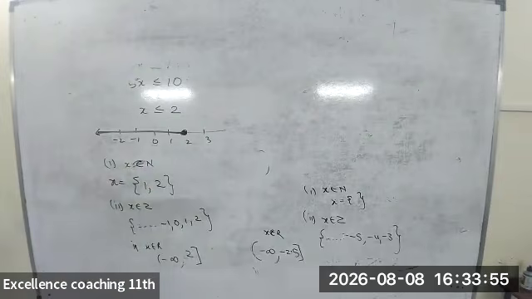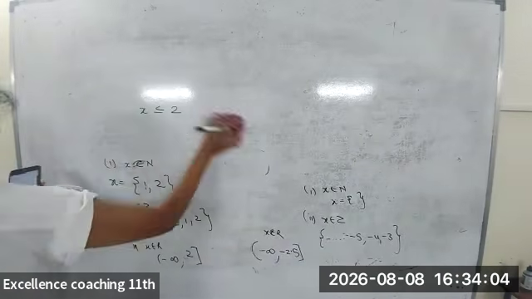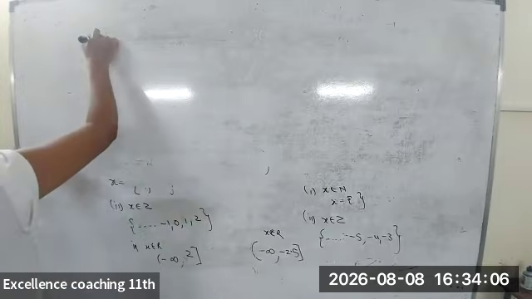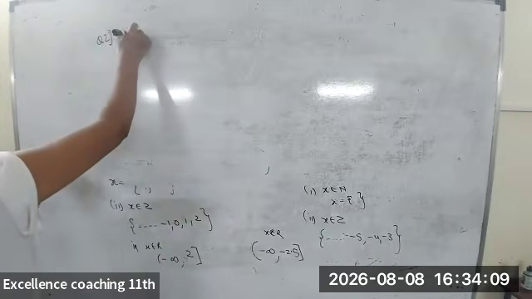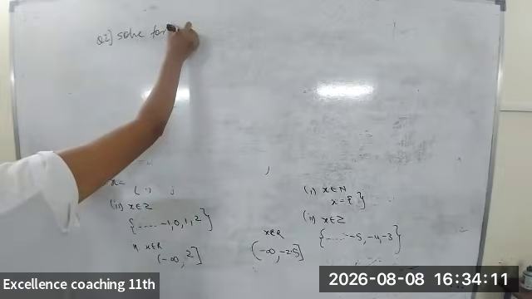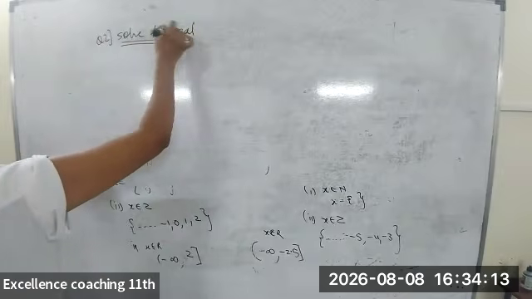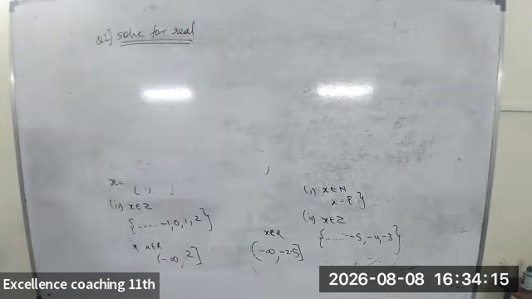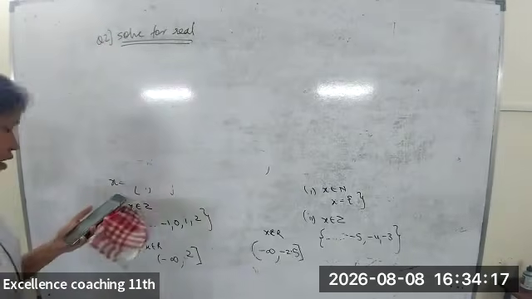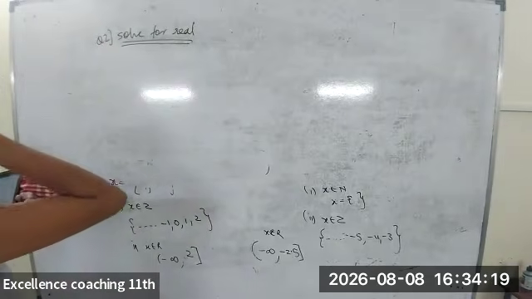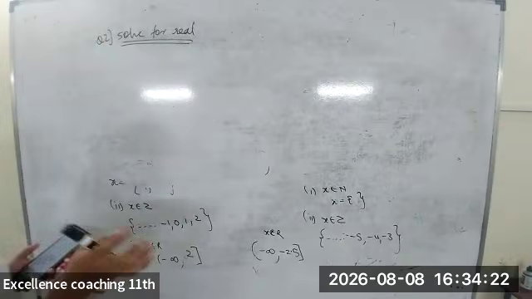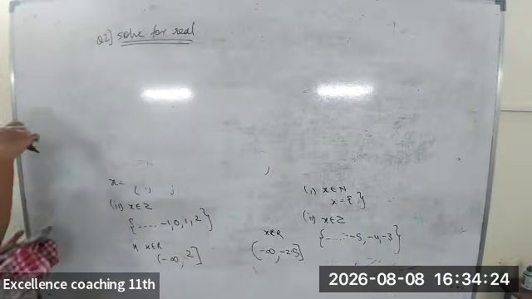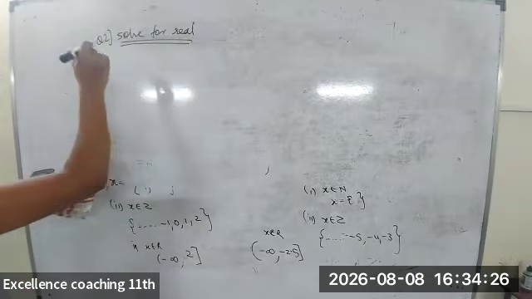So start with the first one. We'll do the first one. So this is solve for real numbers. No natural, no integers, nothing. Directly a real interval. And you have to specifically put it on the number line. On the number line you also don't have to put those numbers like 1, 2. Directly you can just put that number and show.